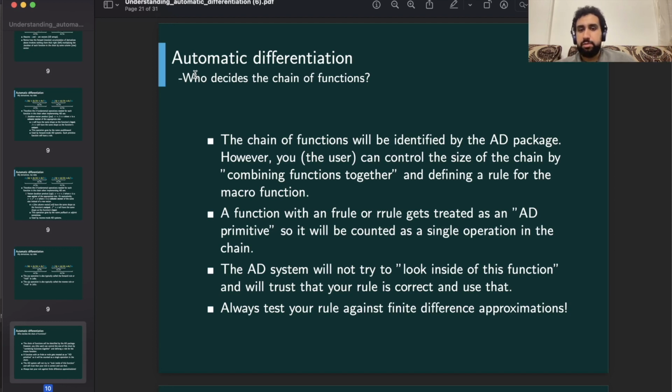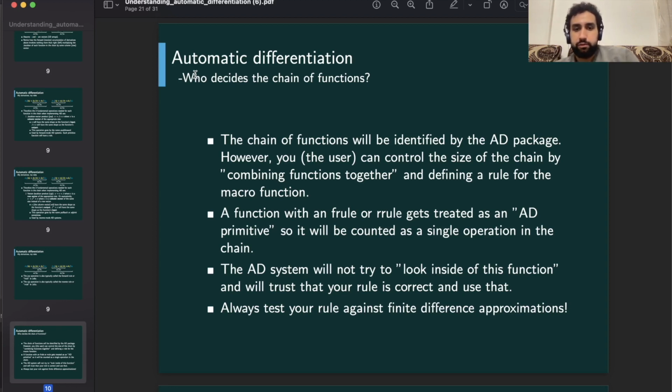And that means you can combine a whole bunch of different nodes or functions in your chain and squash them together into a single function. That can actually be useful when implementing AD and when trying to optimize your code. If you have a whole bunch of functions that seem to be the bottleneck of your code, then it might make sense to combine them together into a single function if there is an easy enough rule that you can define. So a function with an f rule or r rule will be treated as a primitive.